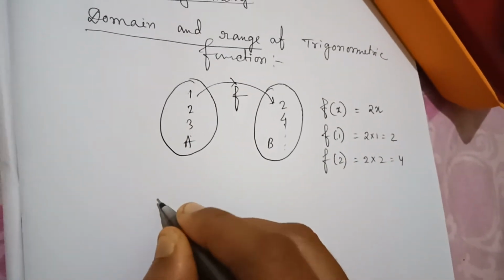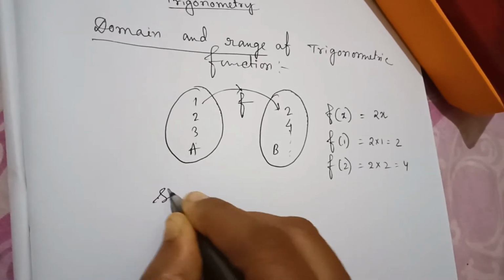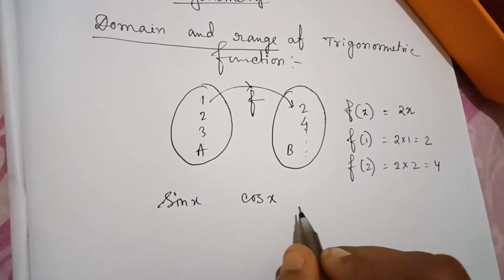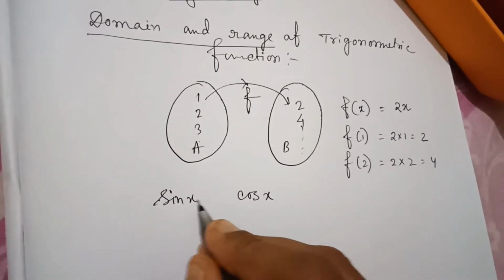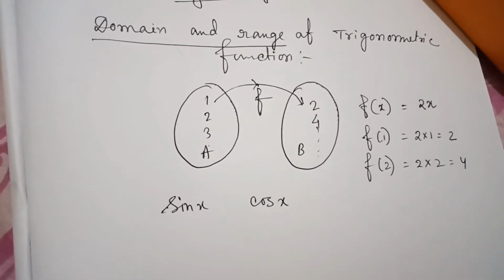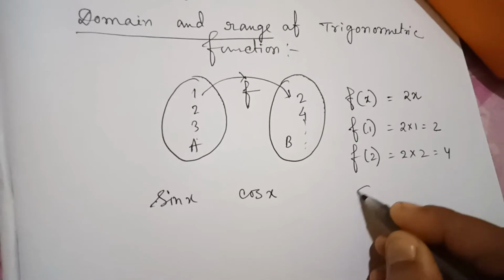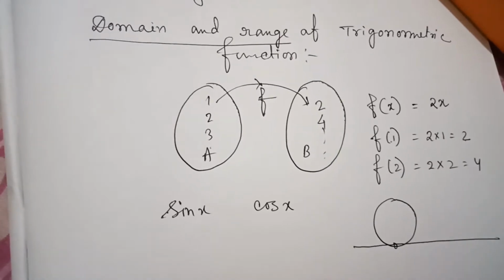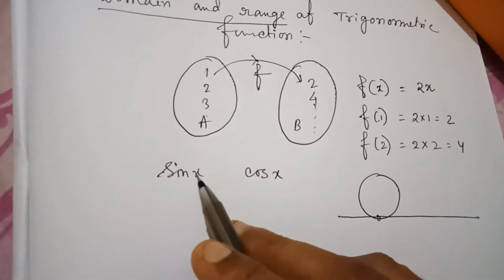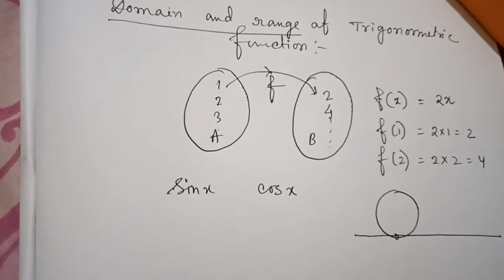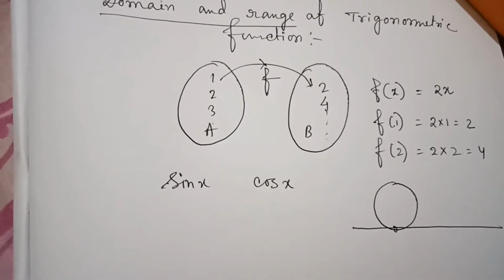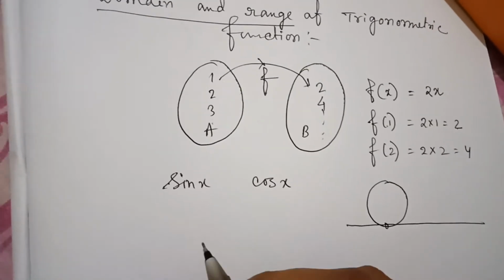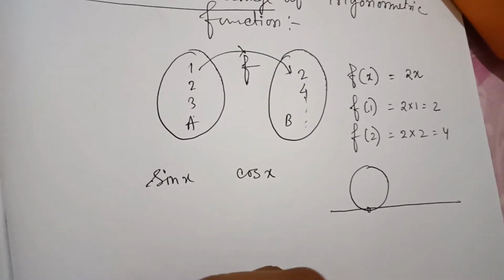Okay, now one thing we know: suppose we are taking sin x or cos x, x can be any real number. Why any real number? Because we already told in the previous session that radian measurement and real number measurements are actually the same. So x can be measured as angles in radians, as well as points on the real number line. So x can have any real value.